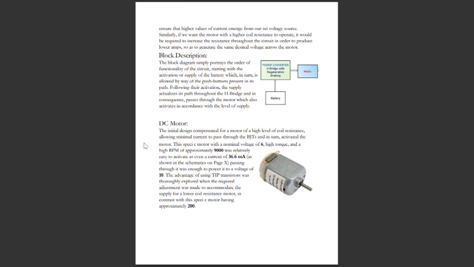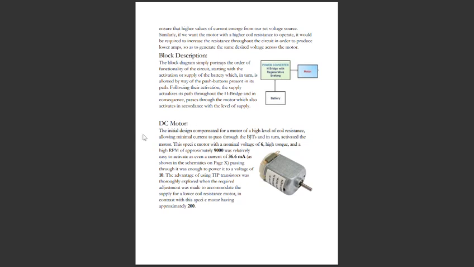This is the block description. The block diagram simply portrays the order of the functionality of the circuit, starting with the activation or supply of the battery, which in turn is allowed by way of push buttons present in its path. Following the activation of the supply, it passes through the H-bridge and in consequence passes through the motor, which also activates in accordance with the level of supply. By the block diagram, the battery then powers the H-bridge, with refining, braking, and then the motor.